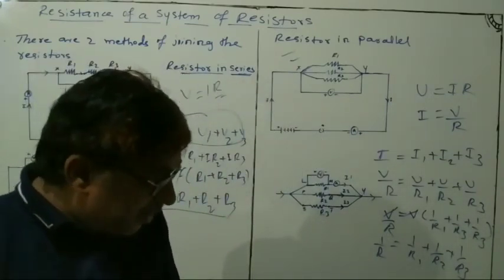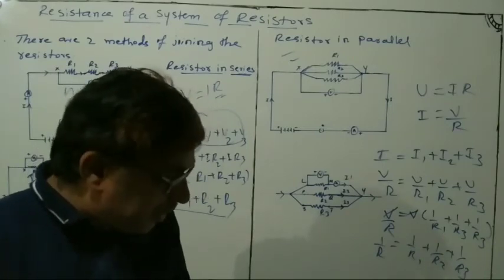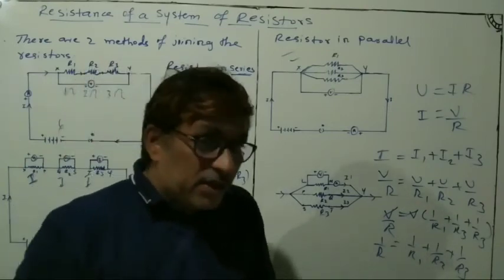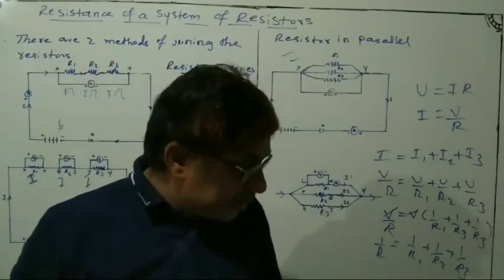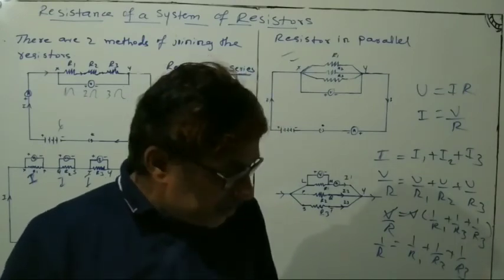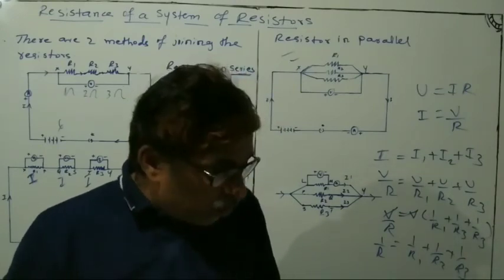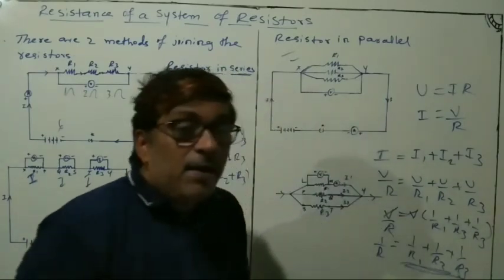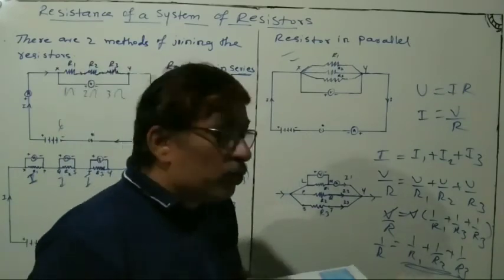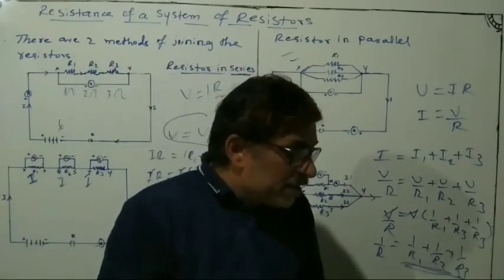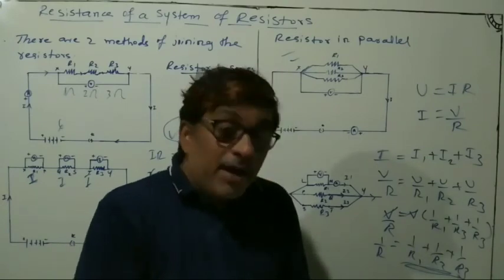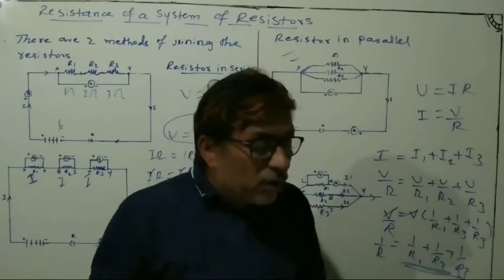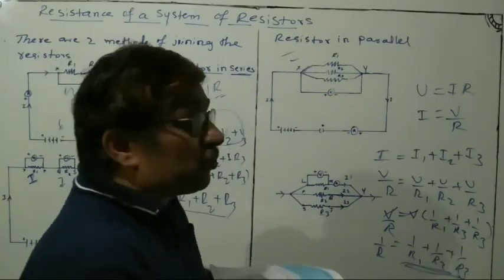Thus you can conclude that the reciprocal of the equivalent resistance of a group of resistors joined in parallel is equal to the sum of the reciprocals of the individual resistances. So this is what we notice in the parallel arrangement. Dear students, now you have completed both series and parallel.